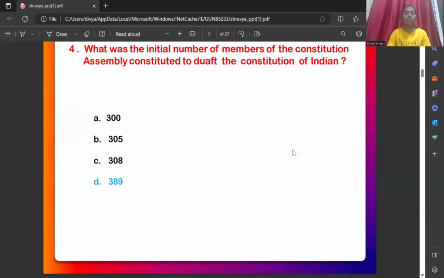the Constitution of India? The options are: option A is 300, option B is 305, option C is 308, option D is 389. The correct answer is option D, that is 389.